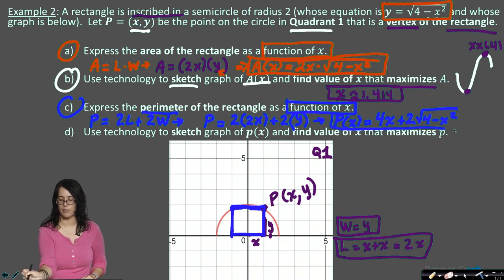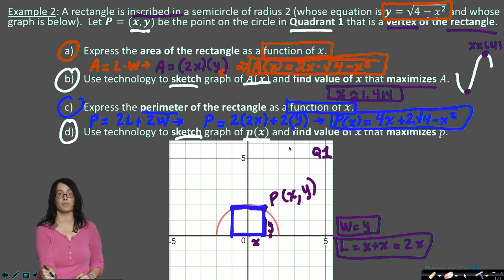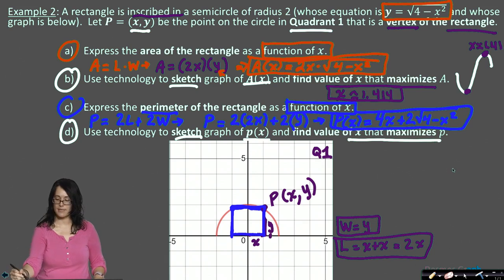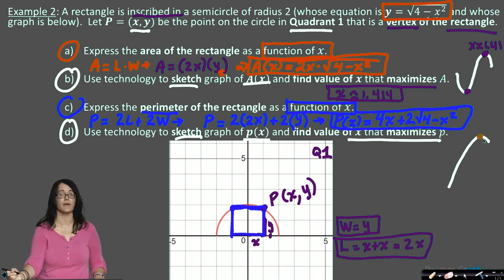So this is our model that we would then use in technology in order to answer questions about minimizing or maximizing our perimeter. And that's what we are asked to do in our last part here. In part D, we are asked to use the technology to sketch the perimeter model that we just got to find the x value which maximizes our perimeter. We should be getting a curve like this, which will indicate that we'll have our maximum somewhere up here, which will be around 1.789 according to technology. So we'll know our perimeter is maximized when x is approximately 1.789 units. So what does that mean?